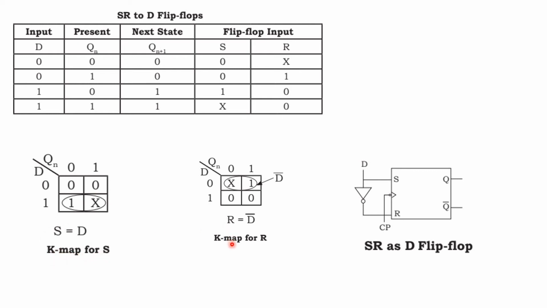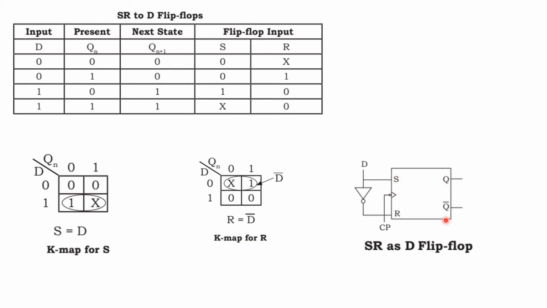In the similar manner, for the K-map for R, I have to put the values like S and find out R. R is equal to D bar. There is no common term. So this is the K-map for R.